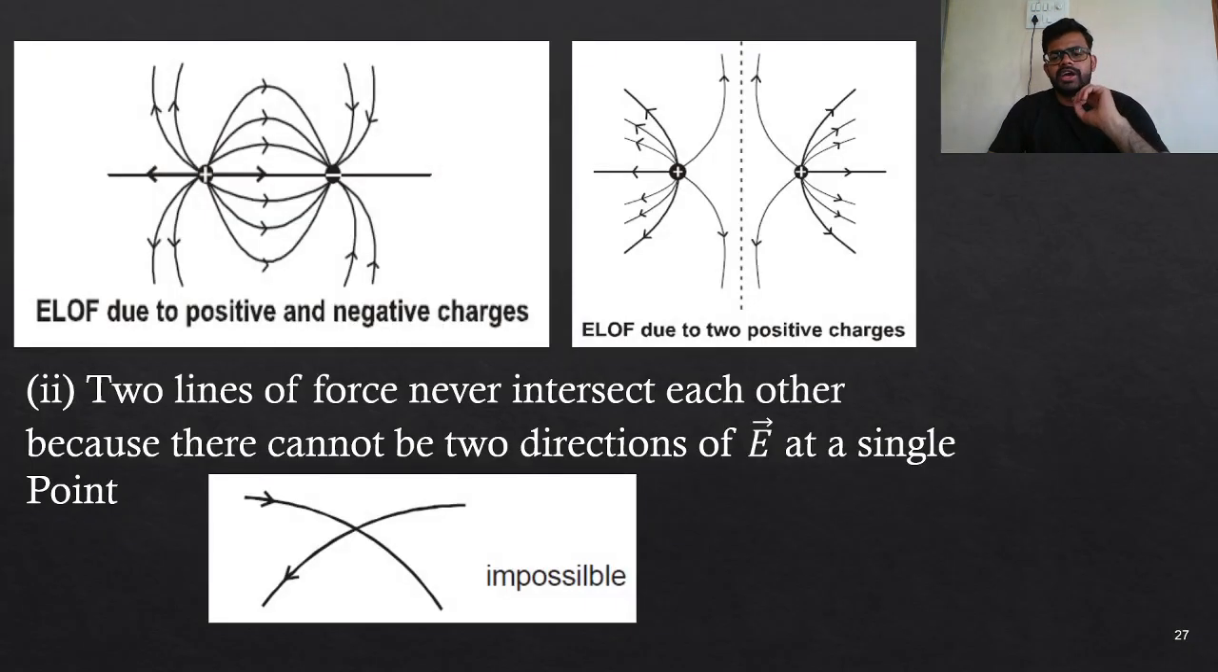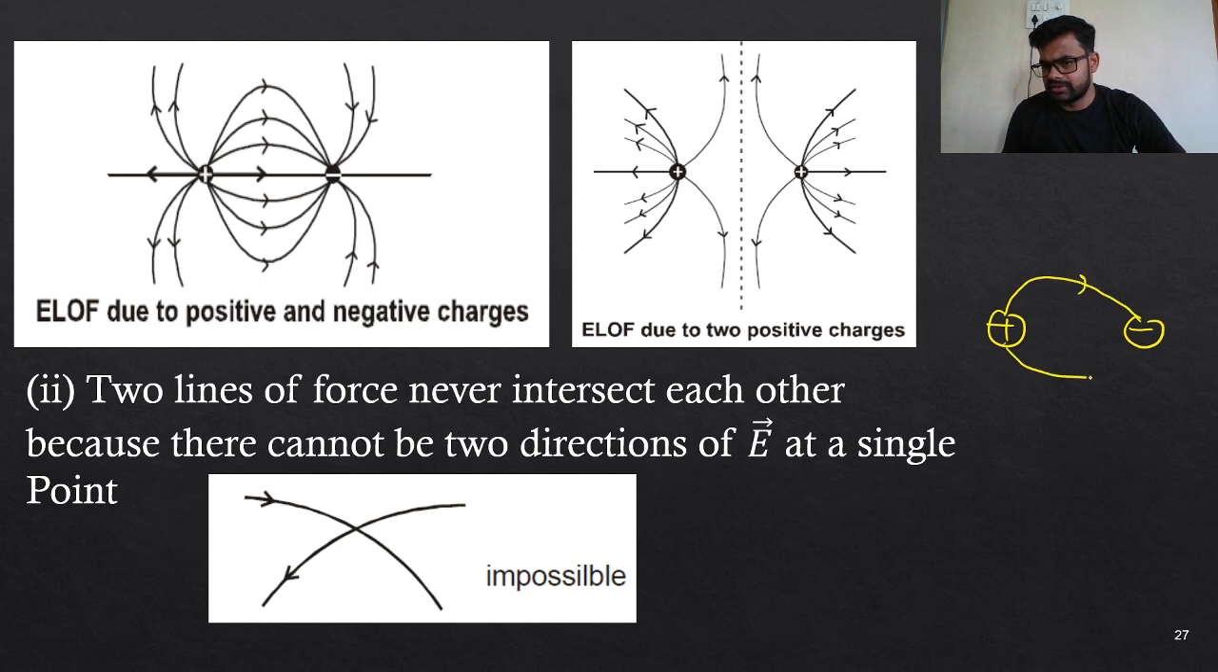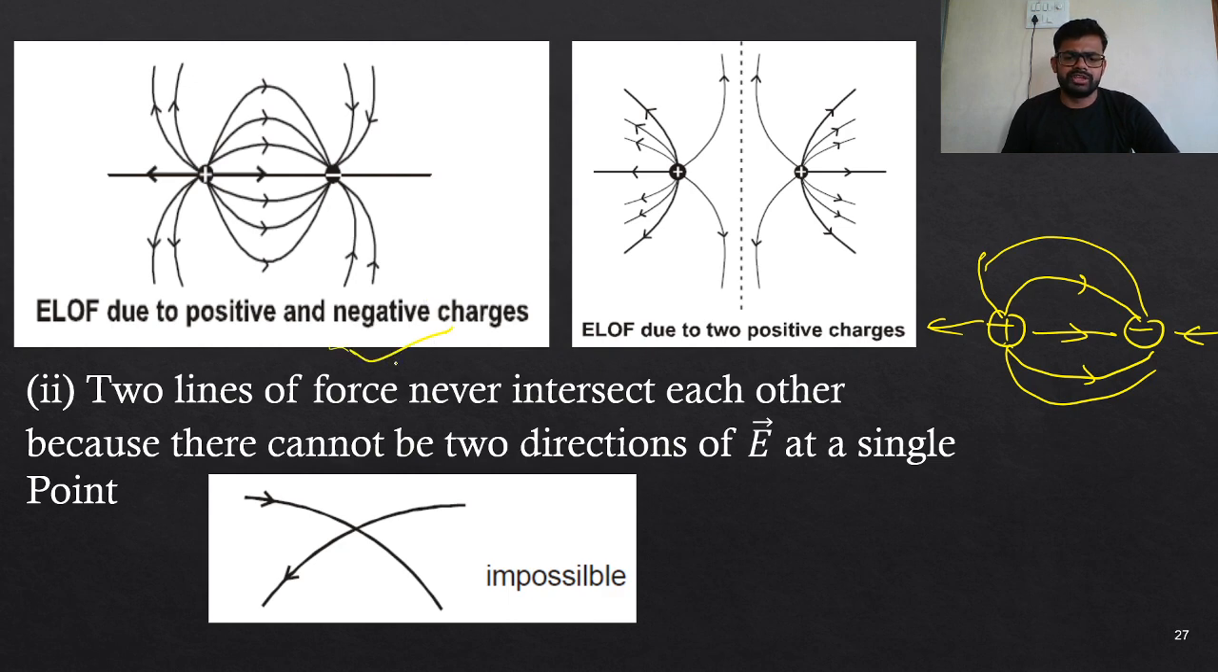Next point, if there are two charges, let's say a positive charge and a negative charge, both placed close to each other, then field lines will start from the positive and terminate at the negative, like this. Here the diagram is shown, you can see, right? They start from the positive charge and terminate at the negative charge.